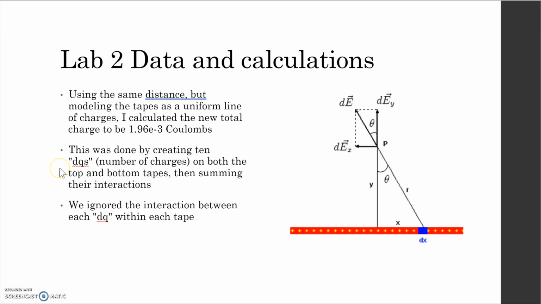For Lab 2, we use the same distance, but model the tapes as a uniform line of charges. I calculated the new total charge to be 1.96 times 10 to the minus 3 coulombs. This was done by creating 10 DQs, which are small amounts of charge, on both the top and bottom tapes, then summing their interactions. We ignored the interaction between each DQ within each piece of tape.